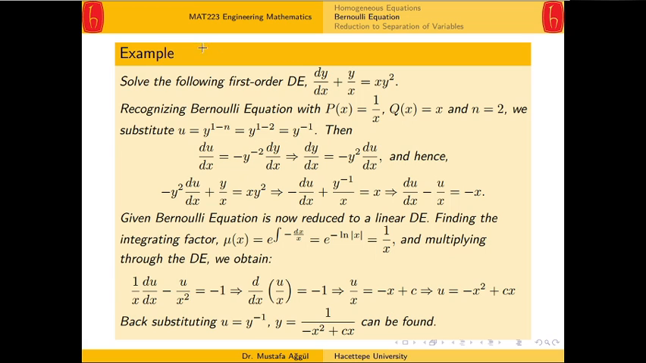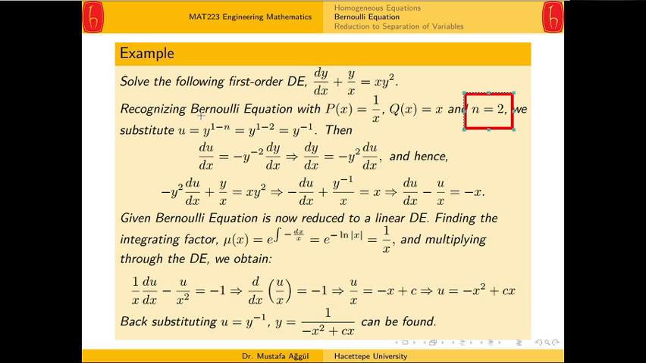Okay, so an example: solve the following differential equation. dy/dx plus y over x is equal to xy squared. This is a Bernoulli equation because we have dy/dx plus p(x) times y, where p(x) is equal to 1 over x, and here we have x times y squared, so q(x) will be x. So this is a Bernoulli equation with p(x) equal to 1 over x, q(x) equal to x, and n equal to 2 because the power of y is 2.